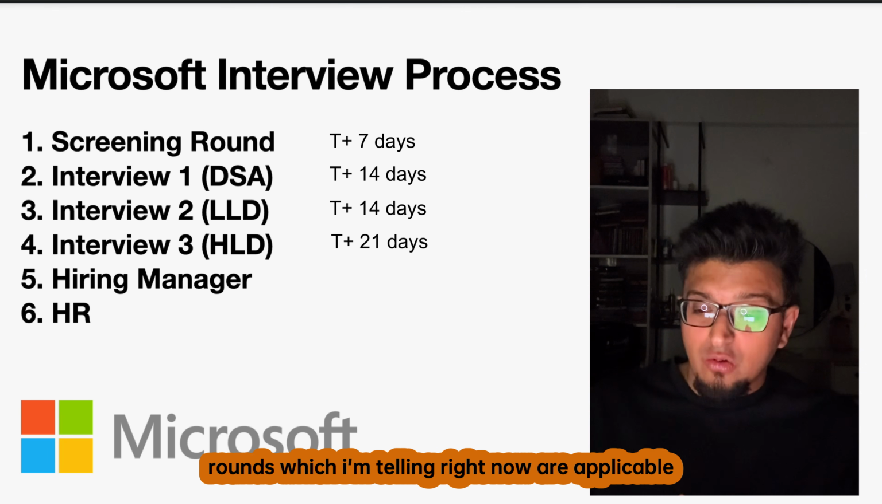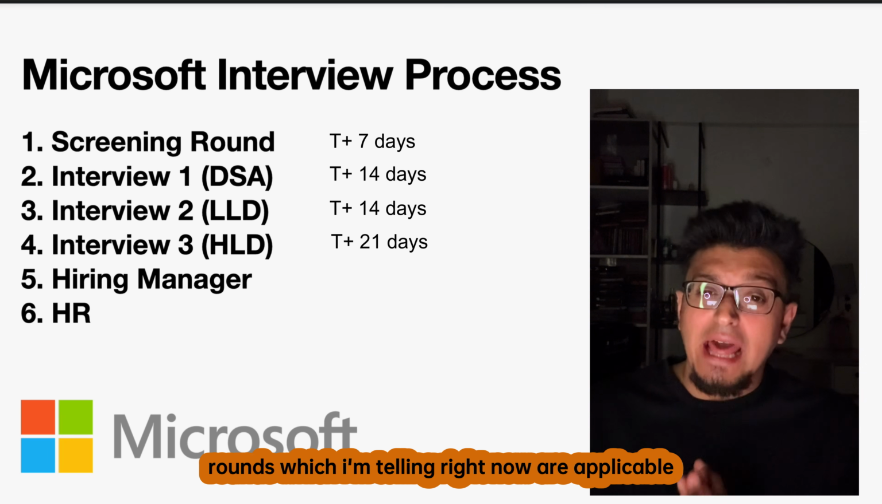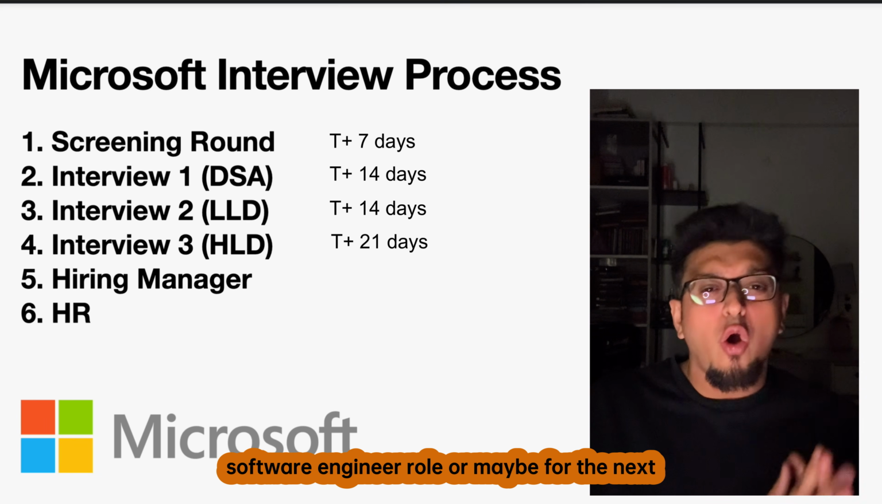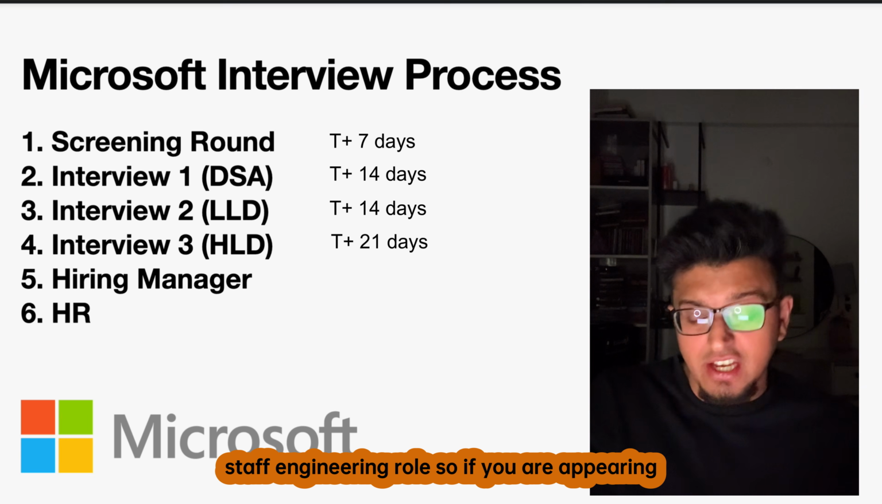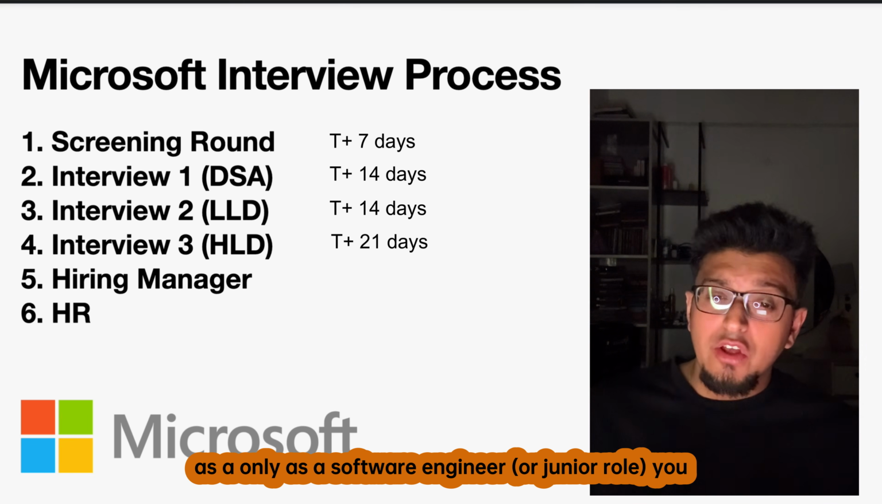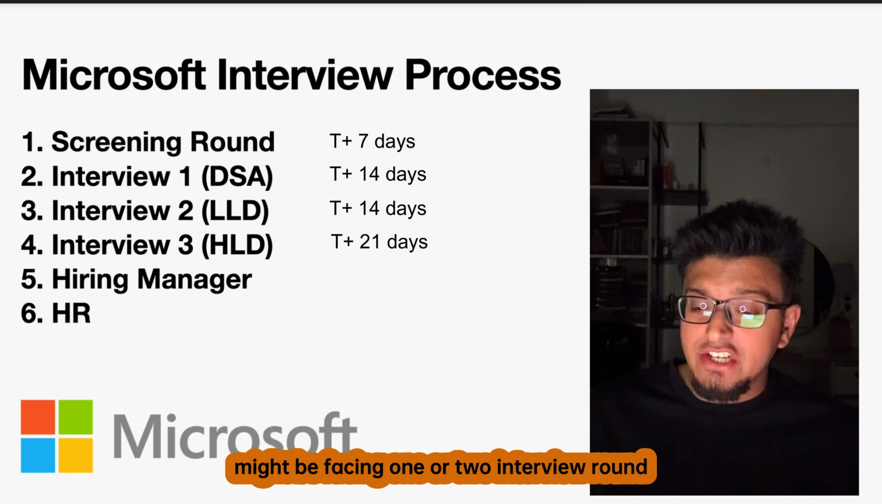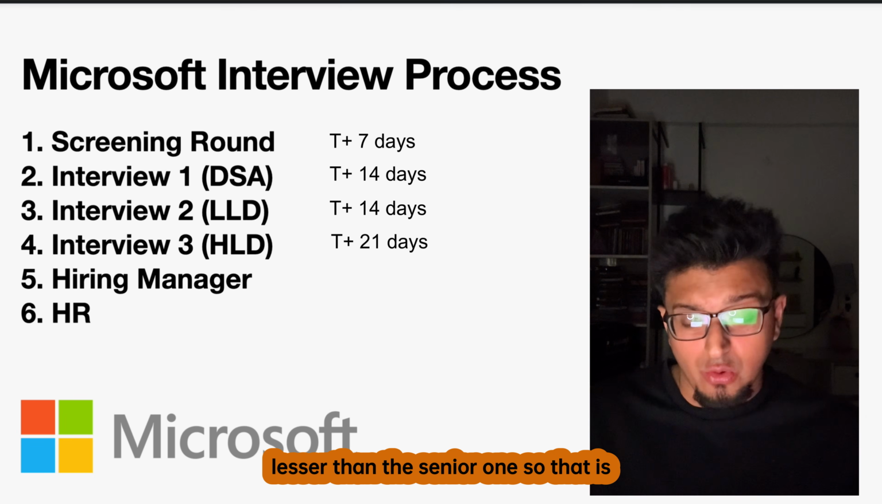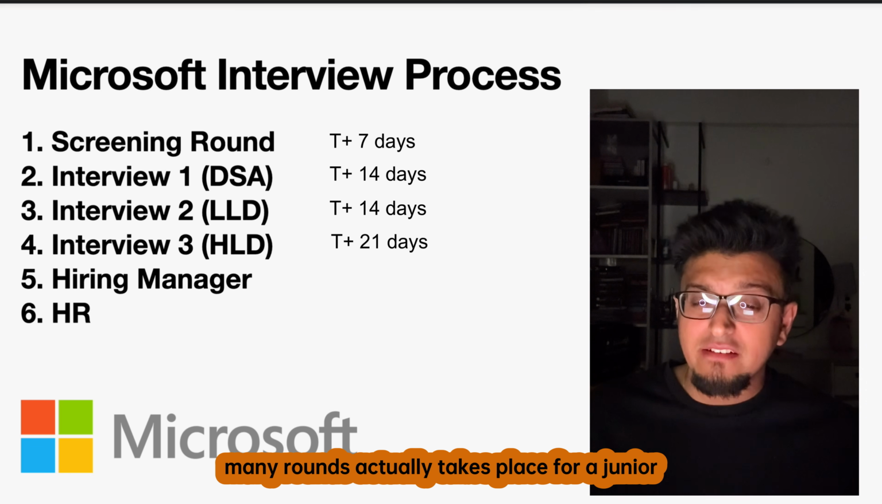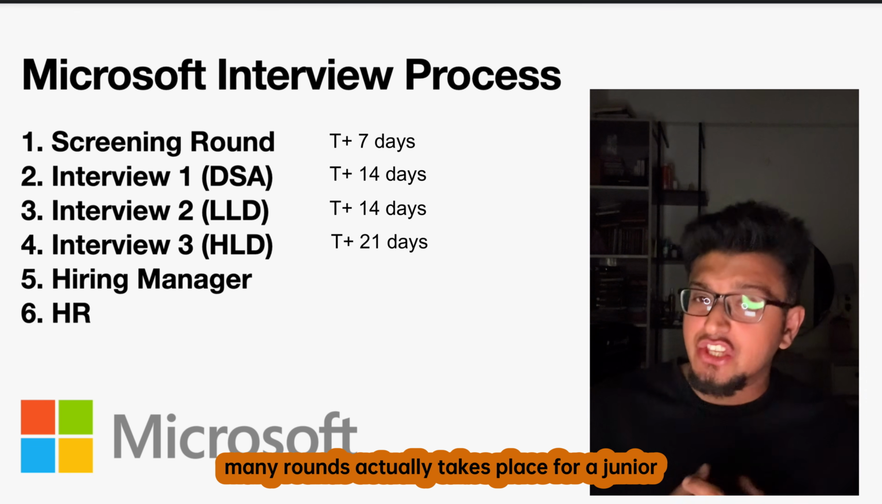And all these rounds, which I'm telling you right now, are applicable for the senior role, that is the senior software engineer role, or maybe for the next, staff engineering role. So if you are appearing only as a software engineer, you might face one or two interview rounds fewer than the senior role. That is totally subjective, and I'm not sure how many rounds actually take place for a junior role.